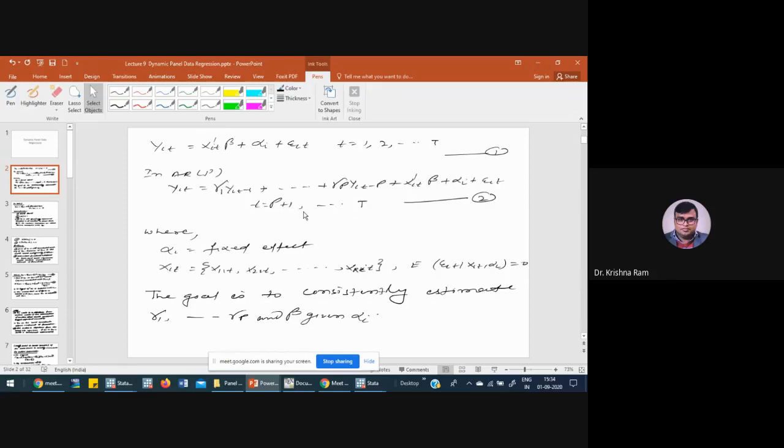We can write dynamic panel data regressions as I have written in equation 2. So the first one is, as usual, the panel data regression model, where y_it is the dependent variable, x is the vector of all explanatory variables, alpha is the unobserved factor, and epsilon_it is the idiosyncratic error term.